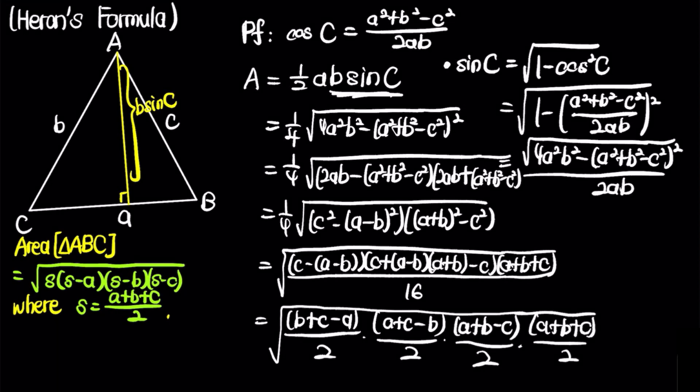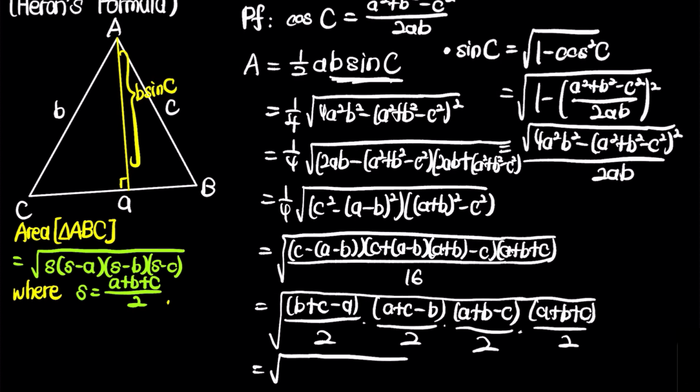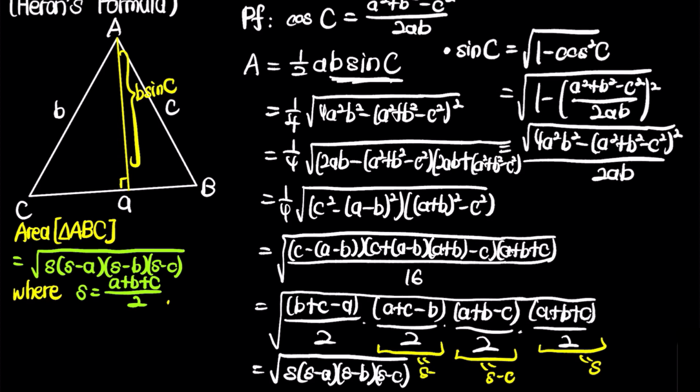And then you can note that this whole thing is really just equal to the square root of s times (s minus a) times (s minus b) times (s minus c), where this term over here is equal to s, this term is equal to s minus c, this term is equal to s minus b, and the remaining one is equal to s minus a. And so therefore, we have proven Heron's formula.